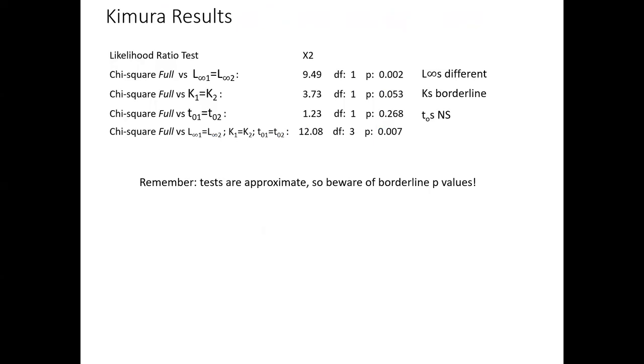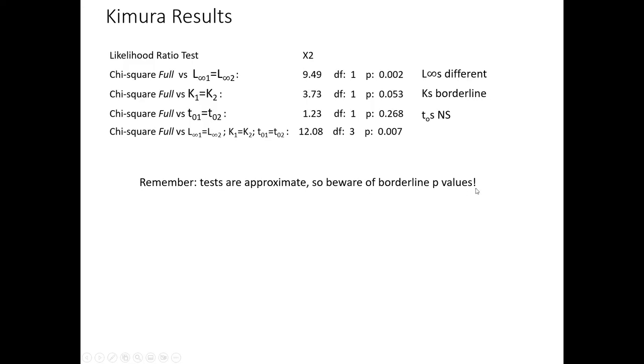And so here's just a summary table, and this is found right in Kimura's 1980 paper, comparing the full model to the model that assumes equal L infinities, and they're different. So there is a difference in L infinities between sexes. And then the K comparison is very borderline. So it's up to you how you conclude that.